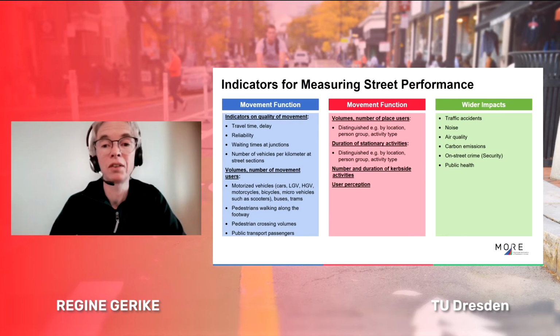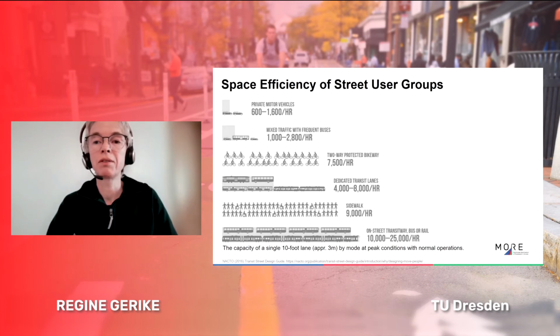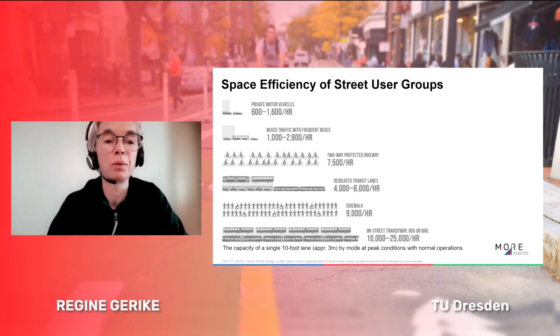And then we have, of course, the wider impact. So we have heard about the carbon footprint already. We need to look at traffic accidents, safety, when we have particularly more vulnerable road users, and noise, air quality, carbon emissions, on-street crime, and public health. Next slide. When we look at the space efficiency of our different street user groups, then we can see quite substantial differences. So we see here the capacity of a single 10-foot lane. This is about 3 meters for the different types of street users.